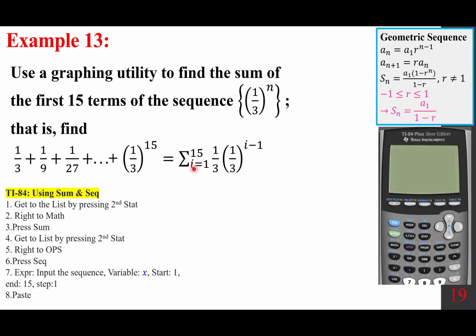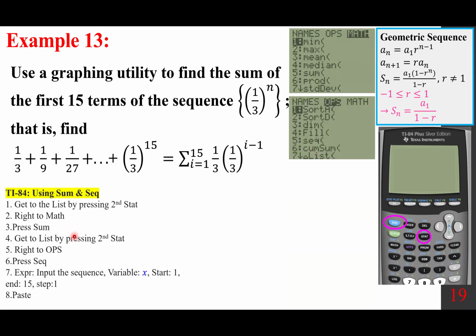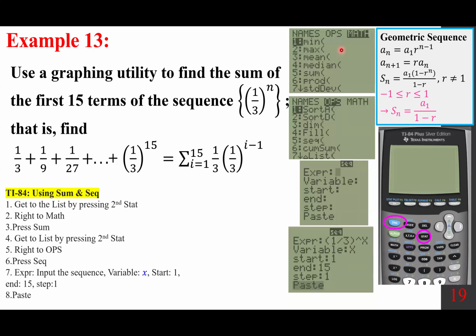For a case like that, go to a calculator, go to the list by pressing 2nd stat, right to math, press sum, get to list by pressing 2nd stat, and so forth. So these are the ones that you are going to press. Okay, we get to math, operations, sequence, express variable, start, okay. And so you put 1/3 as a sequence. So you put 1/3 to the power of x, the variable is x, start with 1, end with 15. The end is 15, everybody.